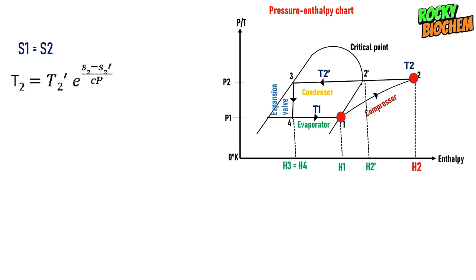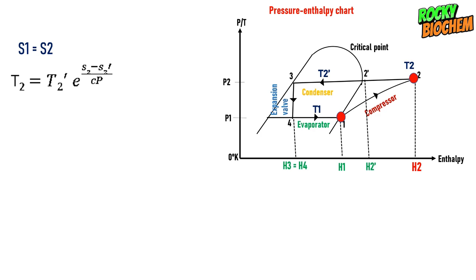But we don't know the temperature 2 here. For the temperature 2, that is T2, the temperature of the superheated vapor. After the compression, the refrigerant will exist as a superheated vapor, indicated by point 2. So we don't know the temperature at point 2 here. That temperature is obviously different from the temperature at the condenser region and that of the evaporator region.